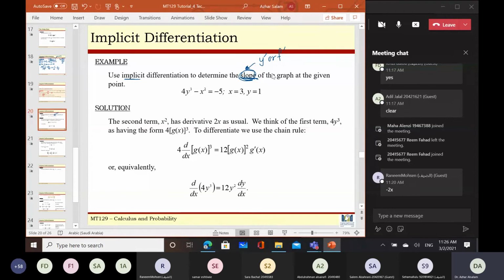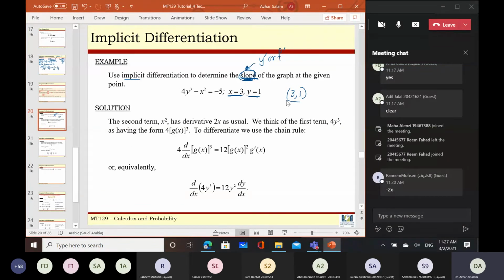So it's the same question: find y dash, or find f dash, or find the slope. It will be the same, but here I have extra things to do. I have a given point at x equal to 3 and y equal to 1. So I have this point (3, 1), and I have to find the slope at this point.